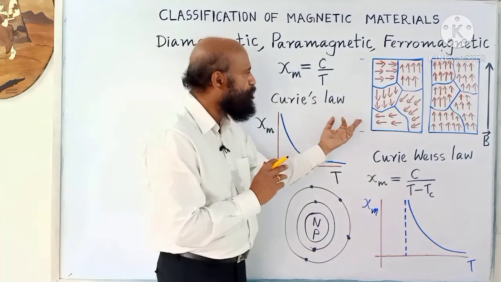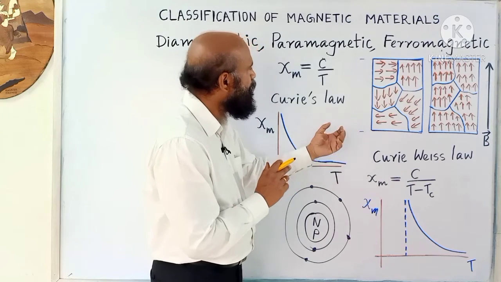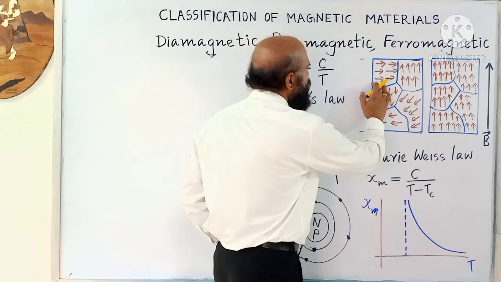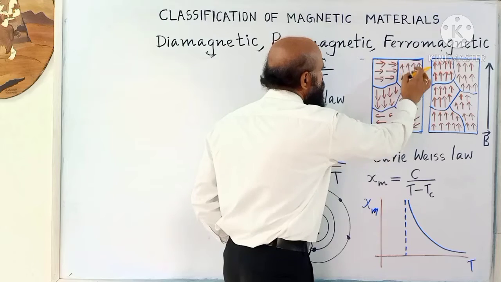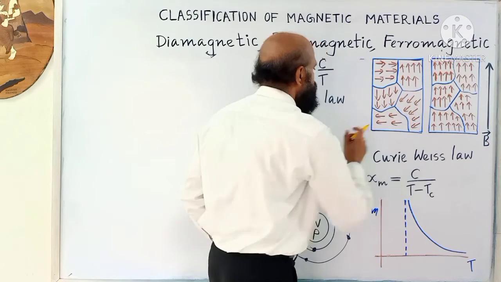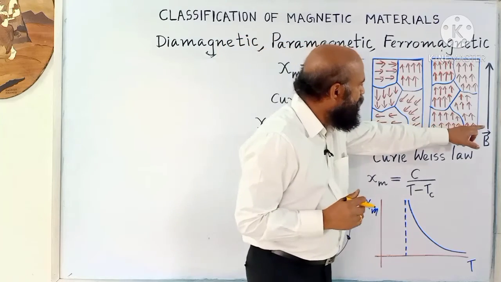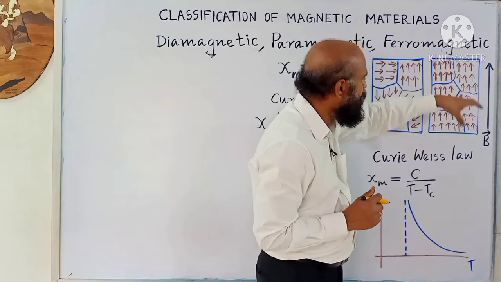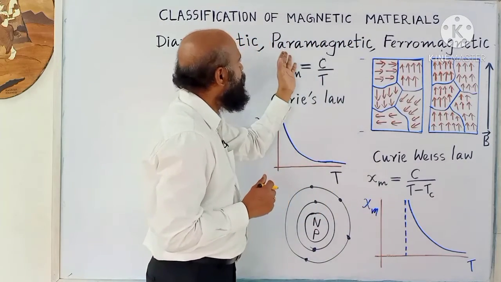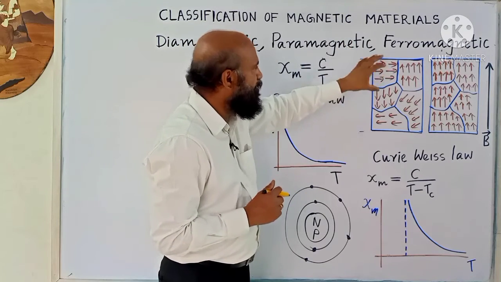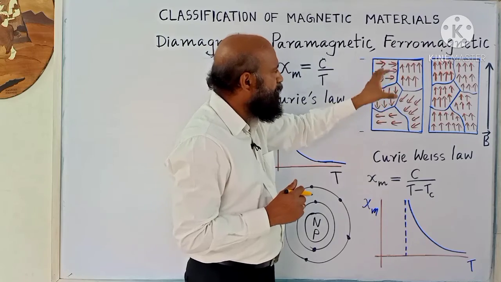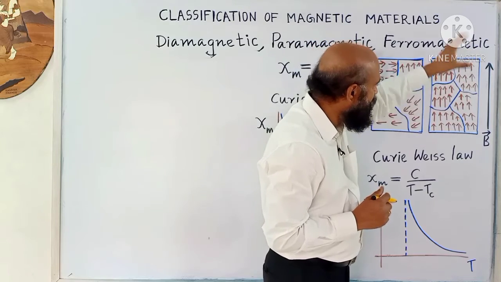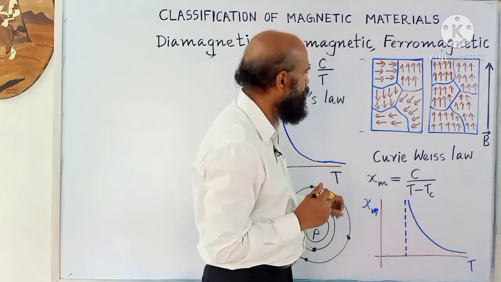But in the case of ferromagnetic materials, there will be domains. In each domain, we can see magnetic moments are aligned in a particular direction. When it is kept in an external magnetic field, you can see that all are aligned in the direction of the external magnetic field. There's a difference between paramagnetic and ferromagnetic. Here there are domains, and when kept in an external magnetic field, all the magnetic moments are aligned in the direction of the external magnetic field.